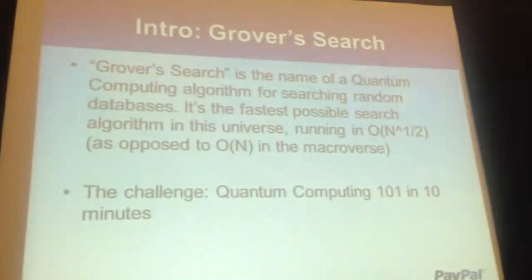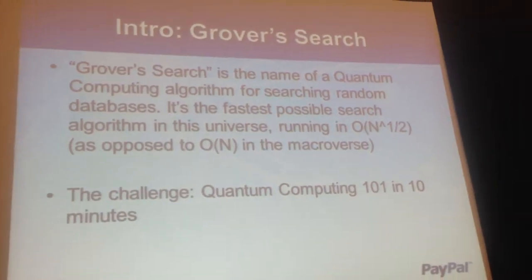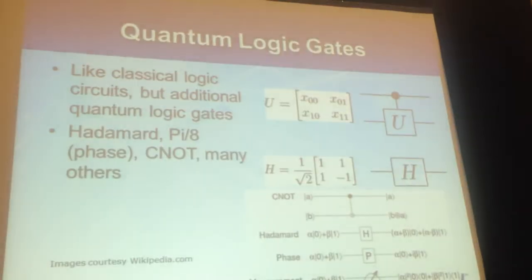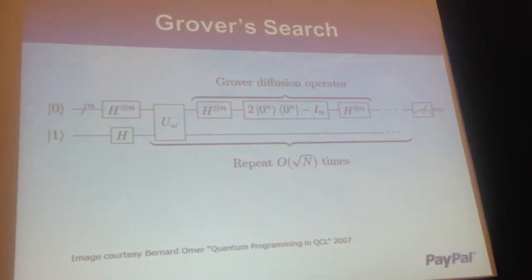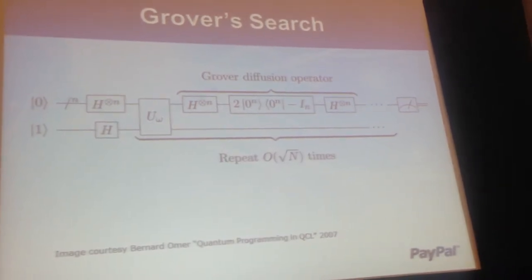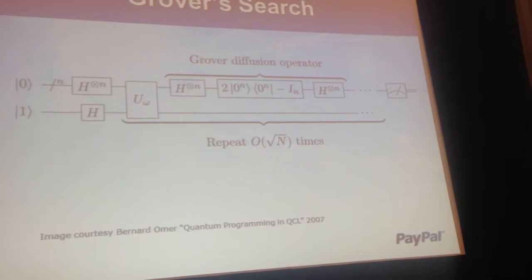Grover's search is actually provably optimal for searching a random database, which is kind of remarkable. Just to give you an idea of the complexity difference here, we can run Grover in O(n^(1/2)) time, whereas normally we run it in O(n) or worse. Actually, most systems in the real world do worse. The gates, once again, I'm going to skip because I showed them to you earlier, and skip to the meat. This is what Grover's search algorithm looks like. This is the fastest possible search algorithm in this universe.